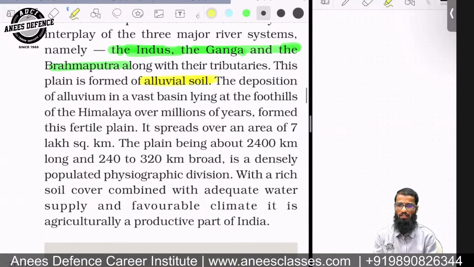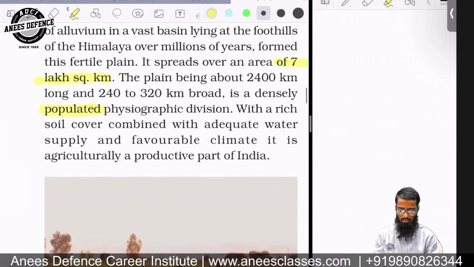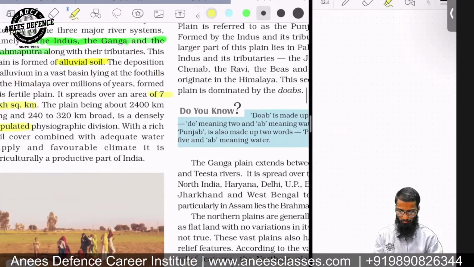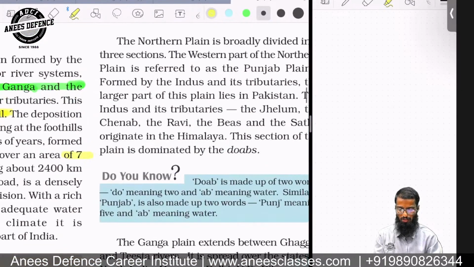The deposition of alluvium in the vast basin lying at the foothill of Himalayas over millions of years formed these fertile plains. It spreads over an area of almost 7 lakh square kilometers. The plain is about 2,400 km long and 240 km broad. It is densely populated, a geographic dividend. Here population is high, density is high, with the rich soil cover combined with adequate water. So that's the reason people prefer to live there.